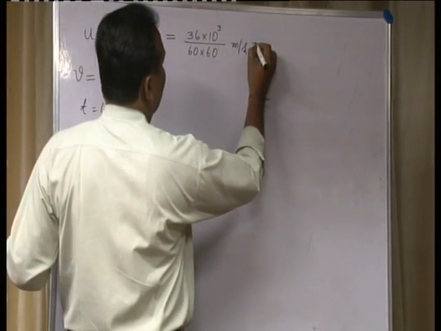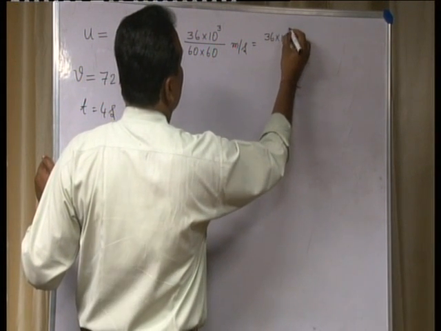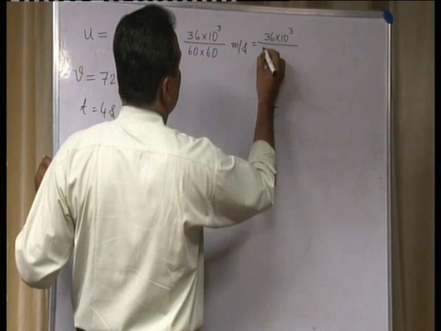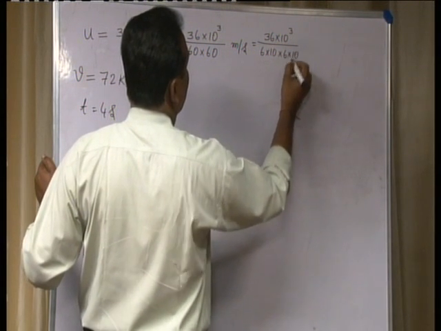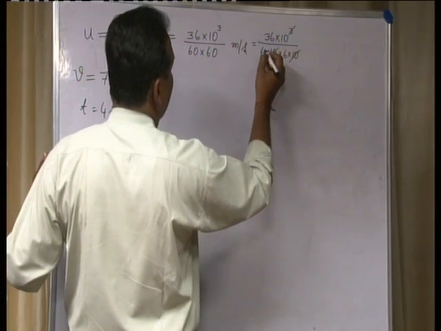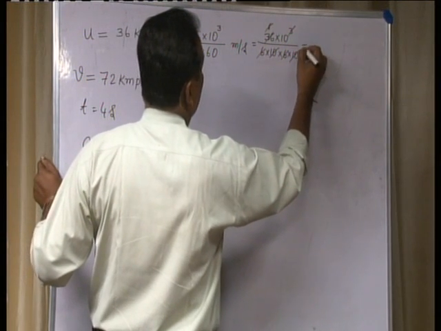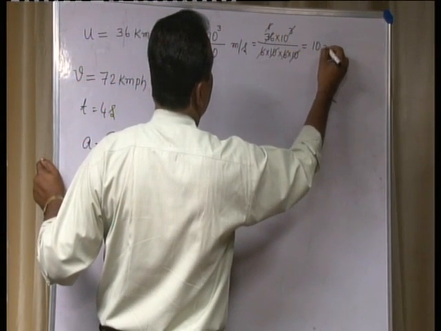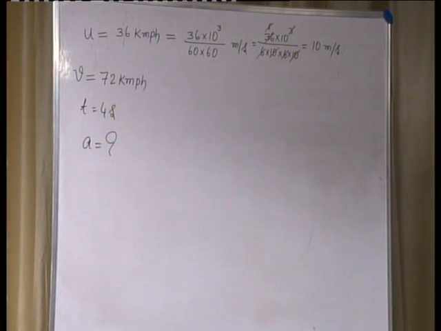Now, you can rewrite this as 36 into 10 power 3 divided by 60, which can be replaced by 6 into 10. So, this 10 cancels with 10 power 3, leaving 10. 6 ones are 6, 6 threes are 18, so the 6 cancels. The only thing left is 10 meter per second, which is its initial velocity.